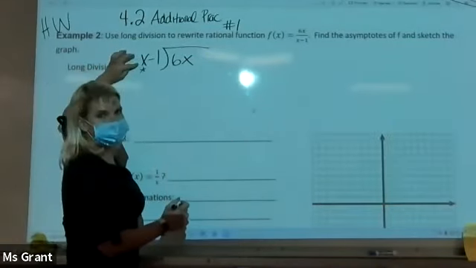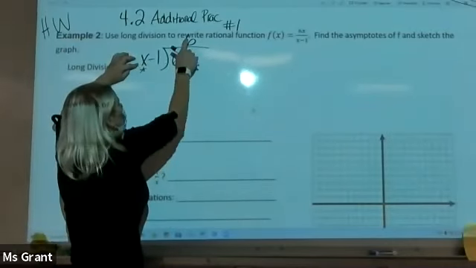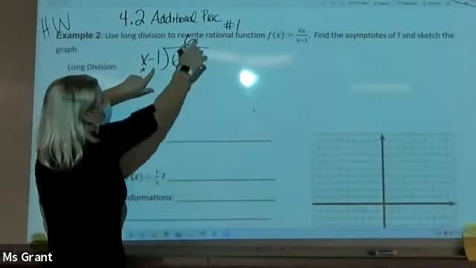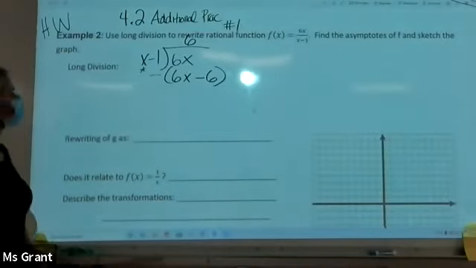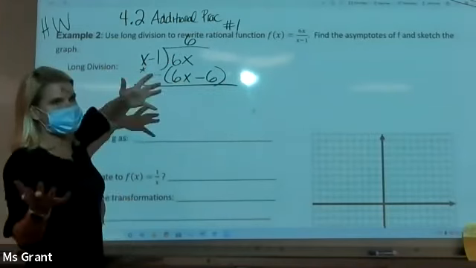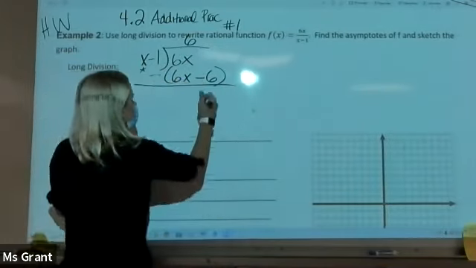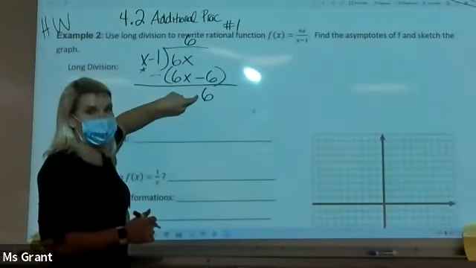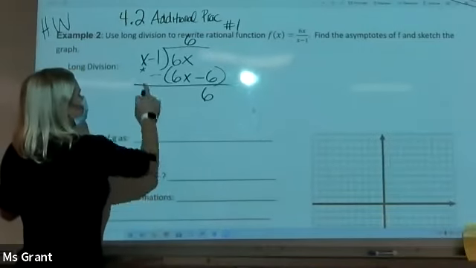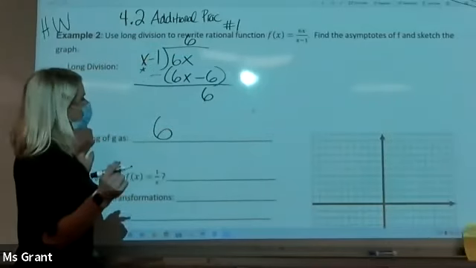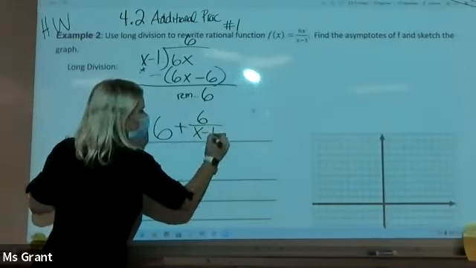Okay, how many times does x go into 6x? 6 times, then I multiply. X times 6. Negative 1 times 6. Take away 6x. 0 minus negative 6. Careful. It's possible to have negative remainders. If I have negative remainders, my graph looks a little different. This divides in 6 whole times, remainder 6 over, what did I divide by? Oh, x minus 1.